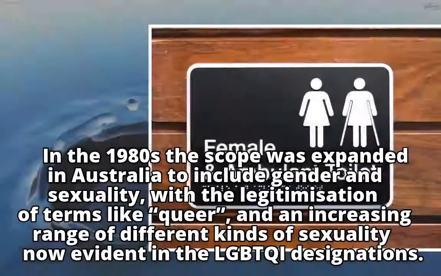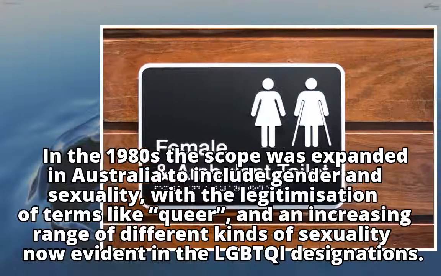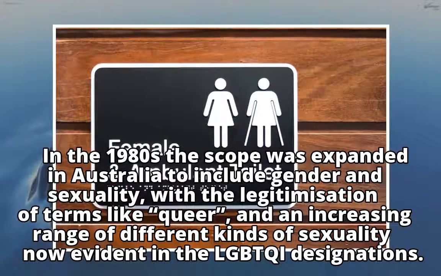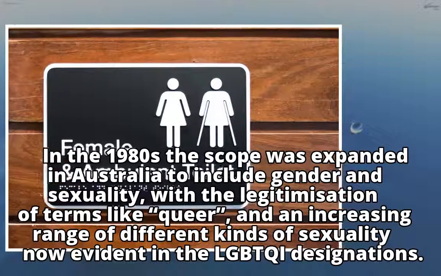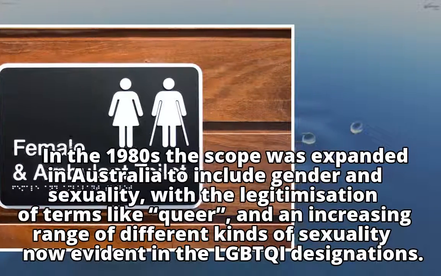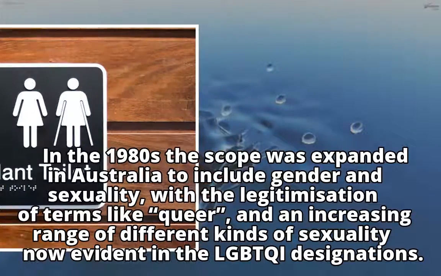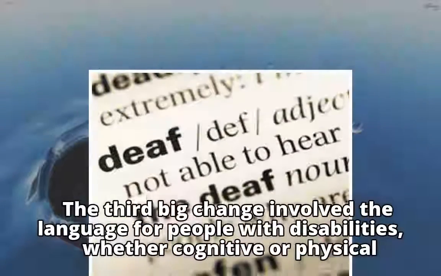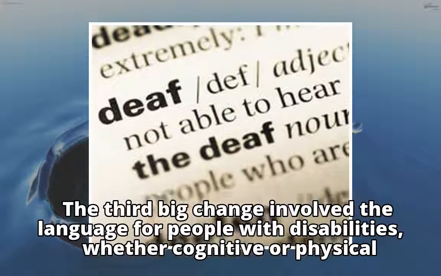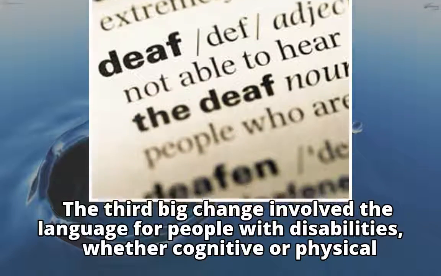In the 1980s the scope was expanded in Australia to include gender and sexuality, with the legitimisation of terms like queer, and an increasing range of different kinds of sexuality now evident in the LGBTQ designations. The third big change involved the language for people with disabilities, whether cognitive or physical.